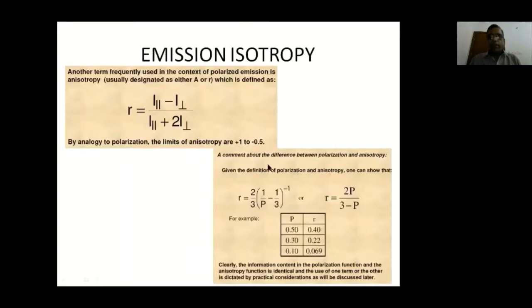Both of them can be used, but basically anisotropy is extensively used. You can also relate these two. R and P can be related: R is equal to 2P divided by 3 minus P. Now you can have different values of P and R, and you can calculate them from this expression. This is how the anisotropy parameter can be extensively used to understand the photophysical behavior. From this, you have a lot of applications coming up, right?